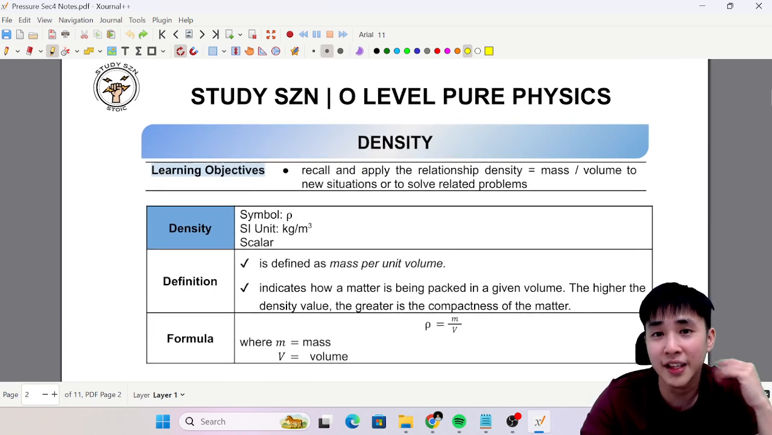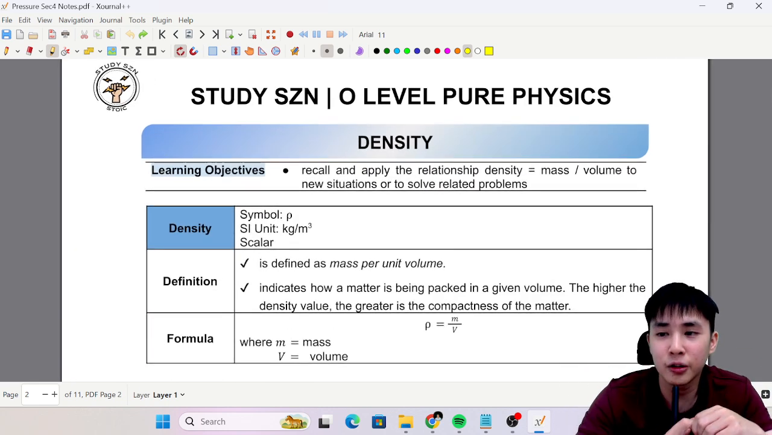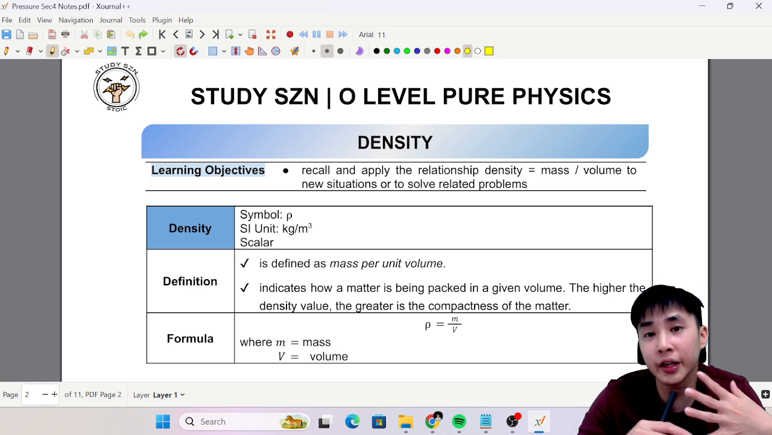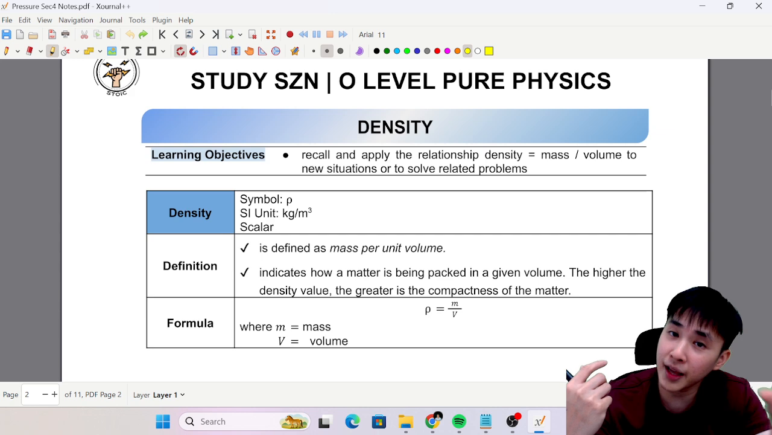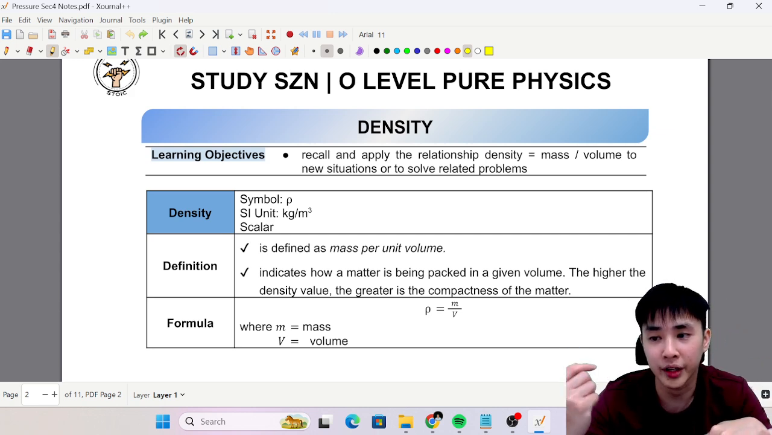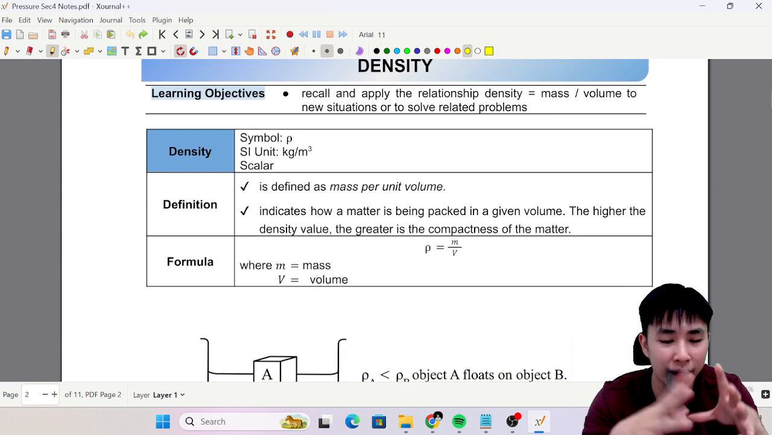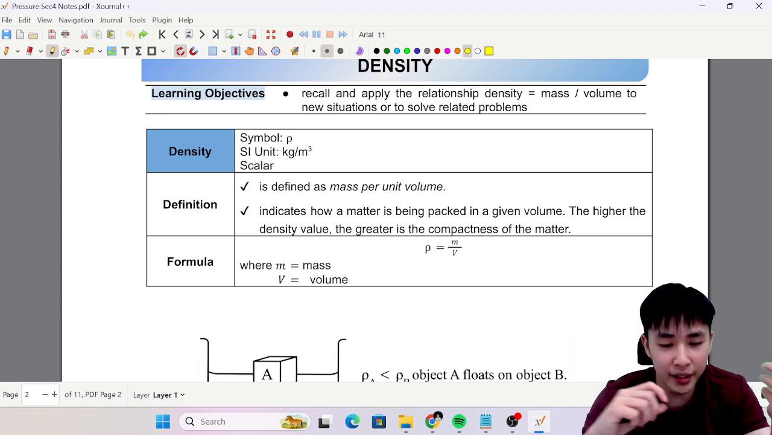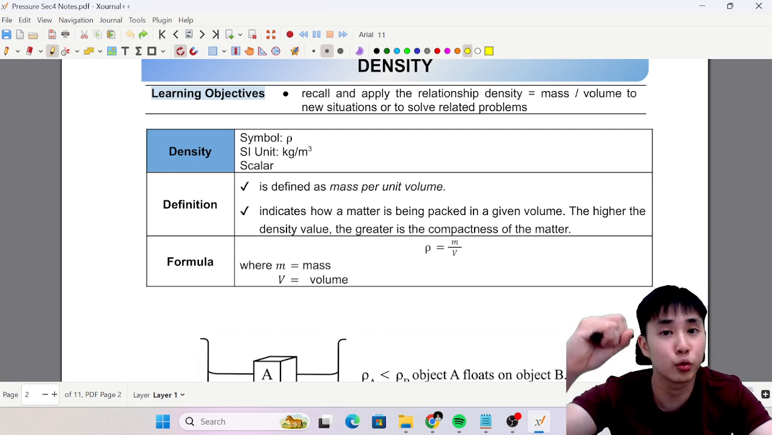Let me also cover density in this video, and then in the next video I'll record something else. For density, it's actually a very, very simple concept. You might have already learned this in Sec 1 or Sec 2, but density is simply defined as the mass per unit of volume. So density is mass over volume, and it indicates how much matter is packed into a unit of volume. The bigger the density, the more the object will tend to sink.